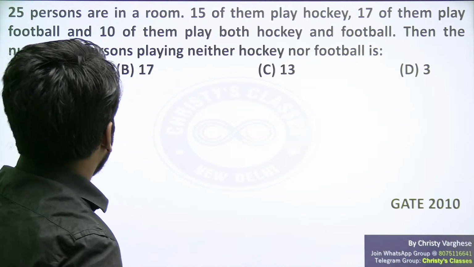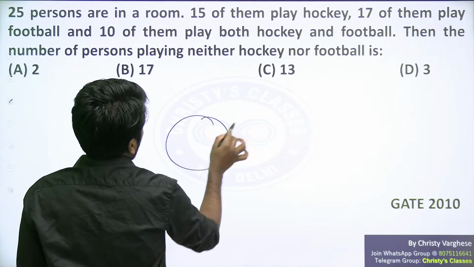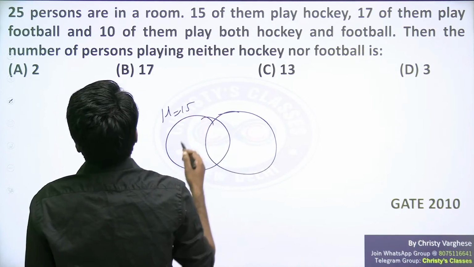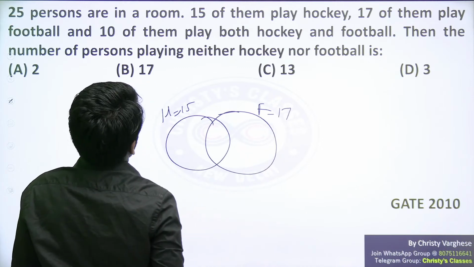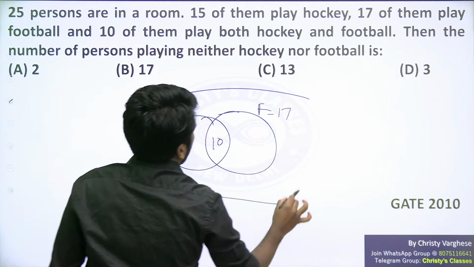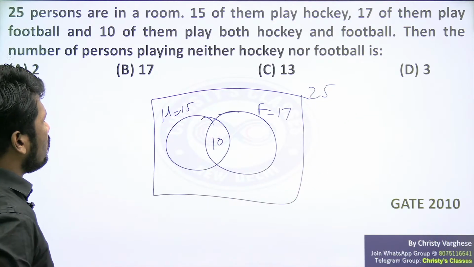So just like the previous question, 25 persons are in the room. So the total number is 25. 15 of them play hockey. So the hockey-playing people is 15. 17 of them play football. So the football-playing people is 17. And 10 of them play both hockey and football. So 10 is in the intersection part. And the total number of people is 25. Then the number of persons playing neither hockey nor football.